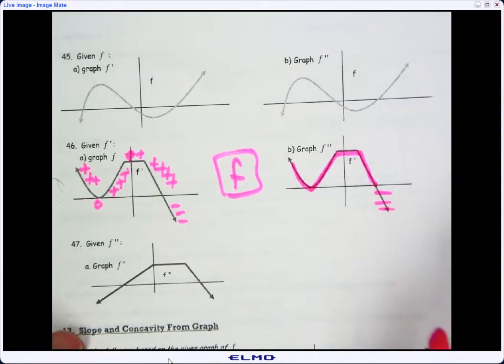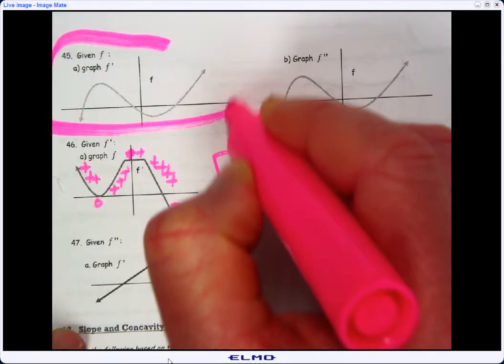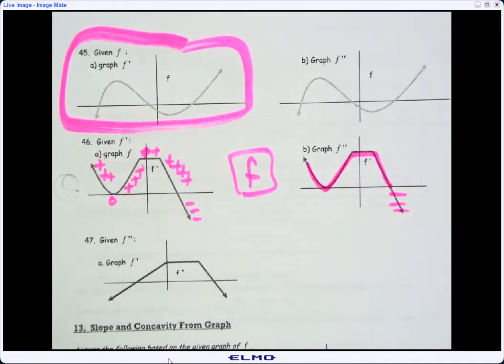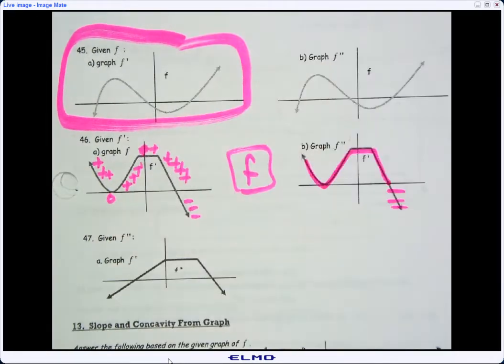Usually, they're going to give you the graph of the derivative. That's generally what you're going to be looking at. And you're going to look at the original function and the second derivative from there, or you're going to take the area under the curve.